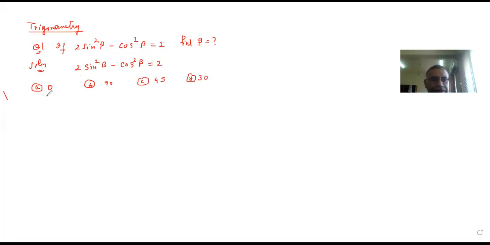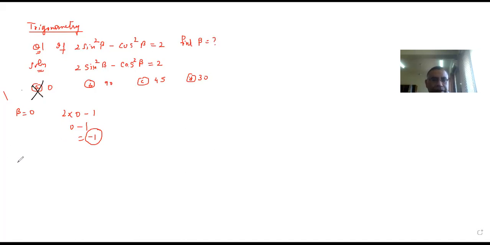See, if I put beta equal to 0: sine 0 is 0, so this is 2 times 0. Then cos 0 is 1, so 1 square is 1. So that means 0 minus 1 should be minus 1. So this is not equal to 2. One thing is clear, this is not the appropriate option. So my first option is wrong.